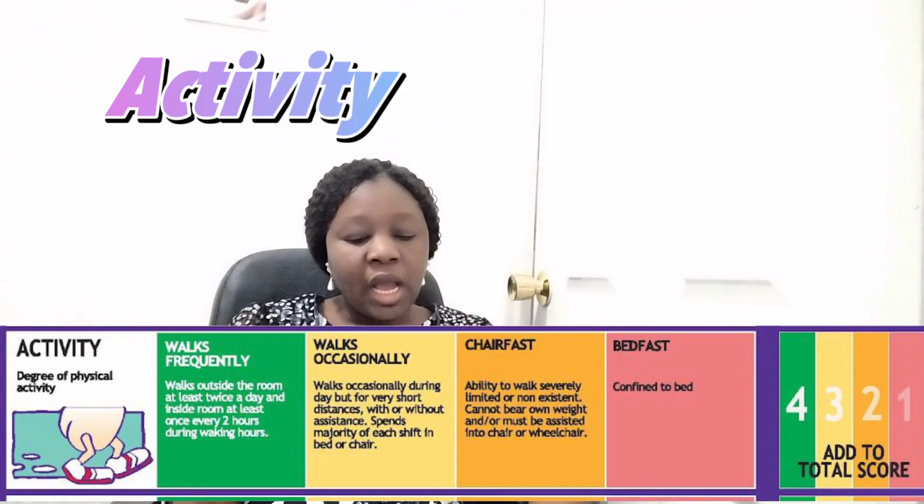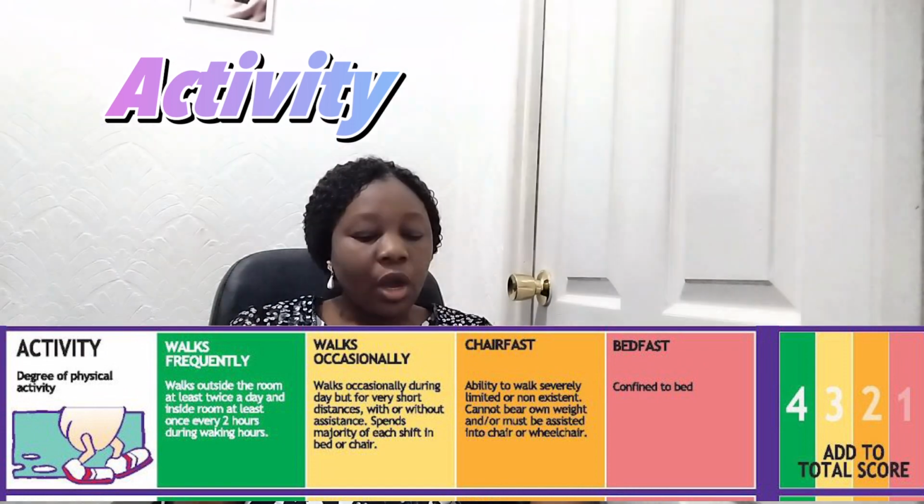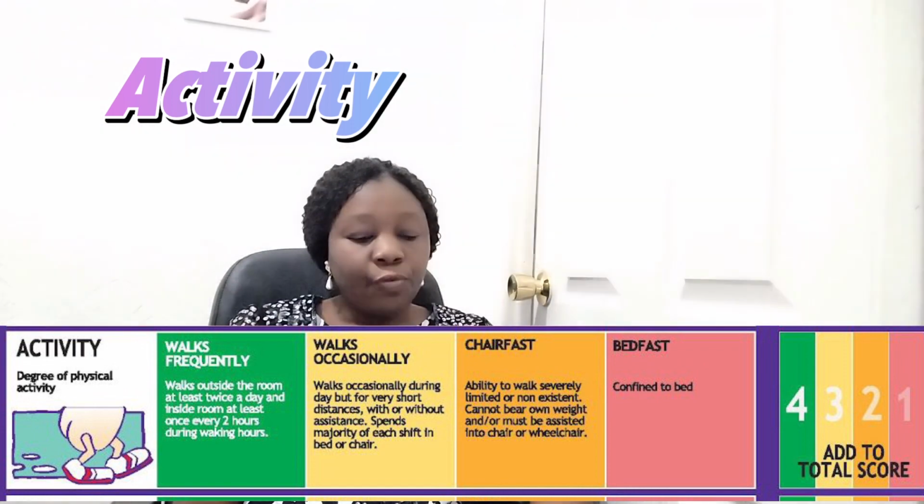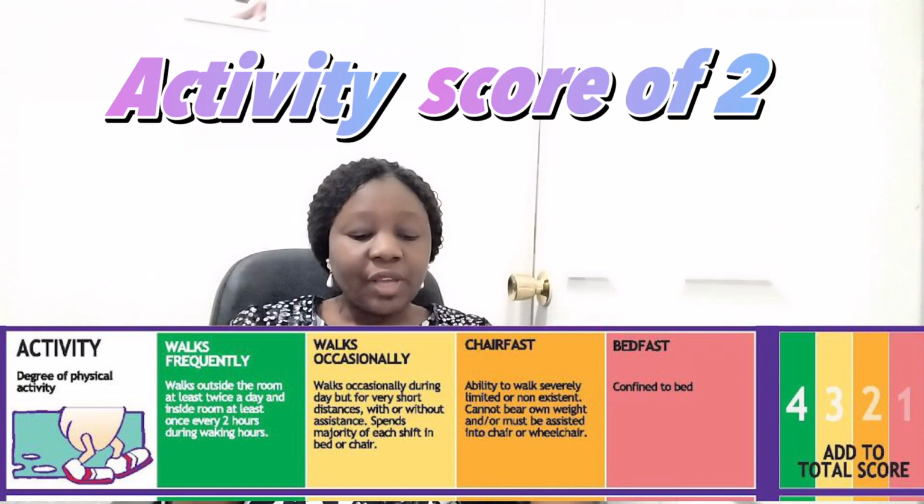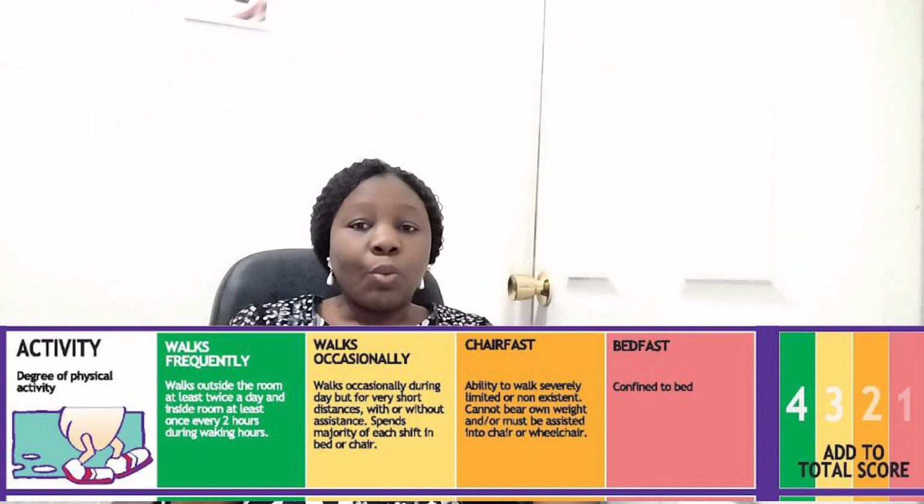And for activity, so we are going back to our scenario, and for activity, it says that she is currently not able to weight bear and must be assisted into her chair. So which score are we going to give her? The most appropriate score for this will be a score of 2, which says ability to walk severely limited or non-existent, cannot bear own weight, and must be assisted into chair or wheelchair. That is the most appropriate. So while looking at this, you have to look at that particular score that fits that scenario.